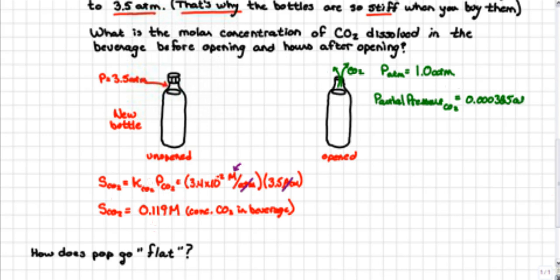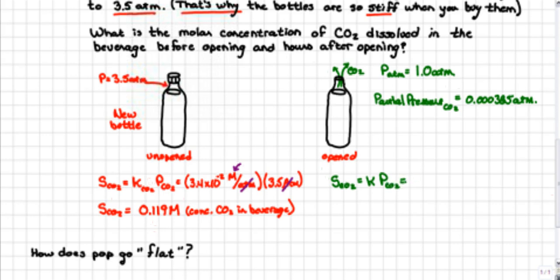0.000385 atmospheres. And so by opening up the bottle to the atmosphere, not only have we reduced the carbon dioxide pressure, but we've reduced it very significantly from what was 3.5 atmospheres to now 0.000385 atmospheres, a very low pressure indeed. And we can calculate now the solubility of carbon dioxide in the same way that we did when we calculated it for the unopened bottle.